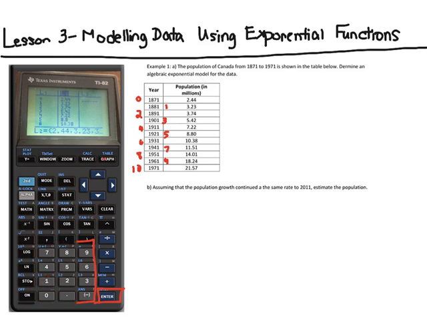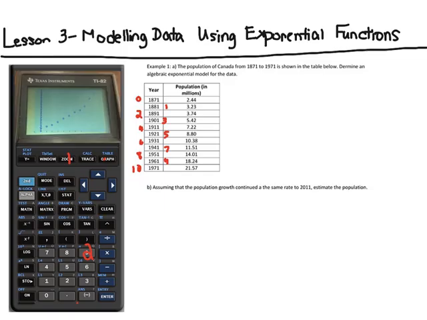So now we go zoom and then 9 and push enter, or maybe not have to push enter. And your graph should look like this. You can see that it goes up. This is called exponential growth. Exponential growth is when your y values increase as you move from left to right. It's decay if it's a decreasing function.